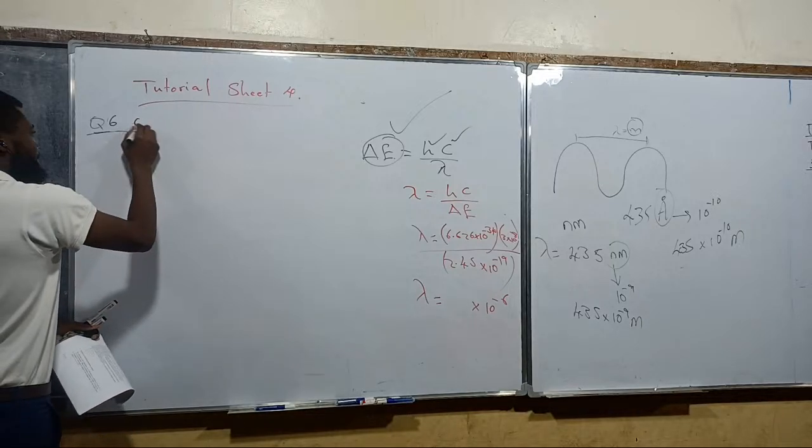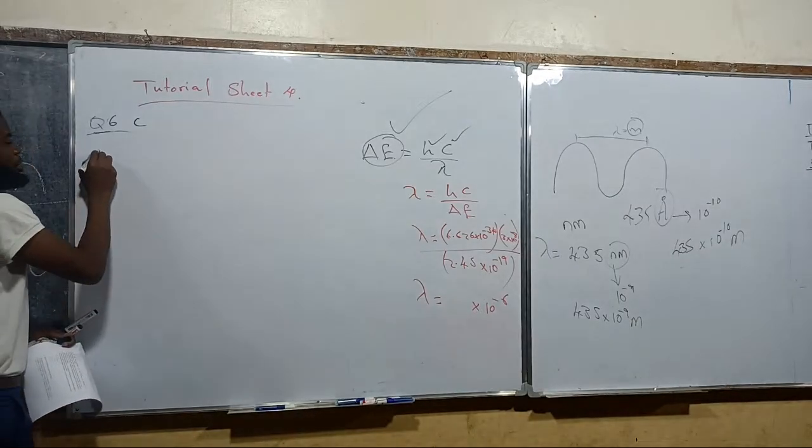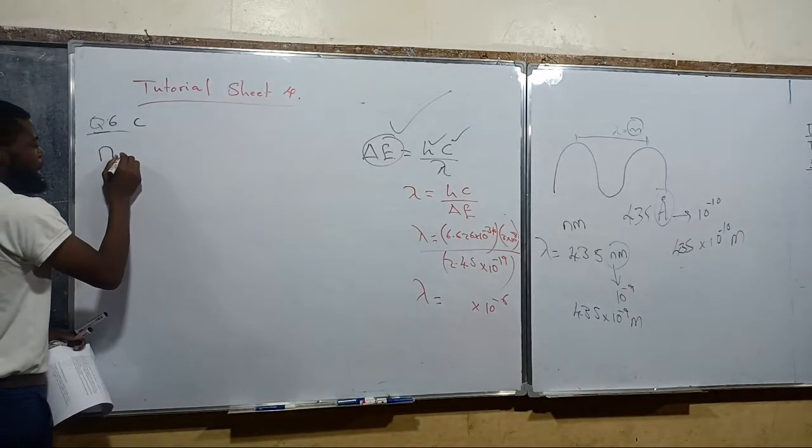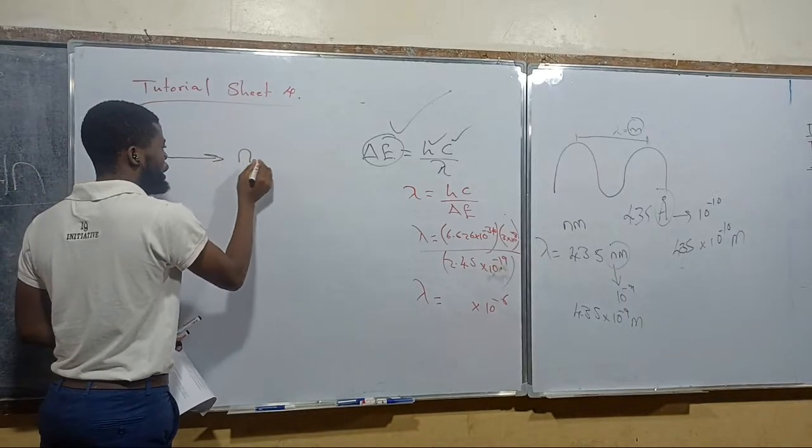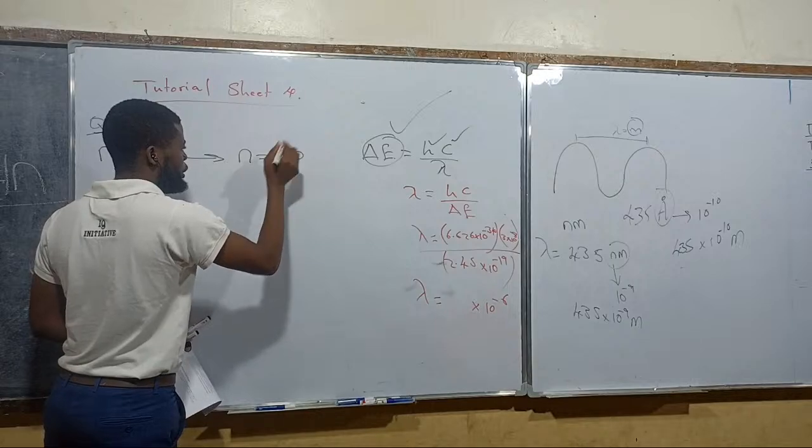So question number 6C. This time around, this electron was moving from n is equal to 3, going all the way up to n is equal to infinity.